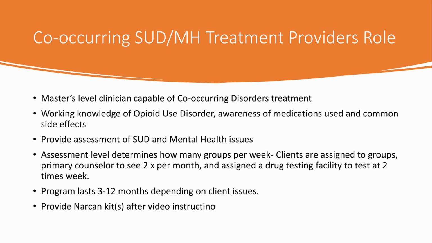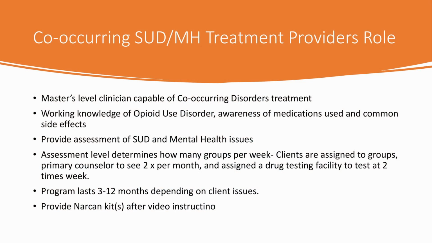Your co-occurring mental health and substance use treatment providers, you want master's level clinicians capable of co-occurring disorders, working knowledge of the opiate use disorder, and awareness of medications used and side effects. And so sometimes clients are in between provider visits for medication, maybe 2 or 3 weeks out, and they're having some kind of side effect, whether it's headaches or constipation, or they're starting to get cravings. That kind of information is helpful, so then we can either email or have the client talk to their provider to talk about what the medications are doing and either increasing or decreasing that.